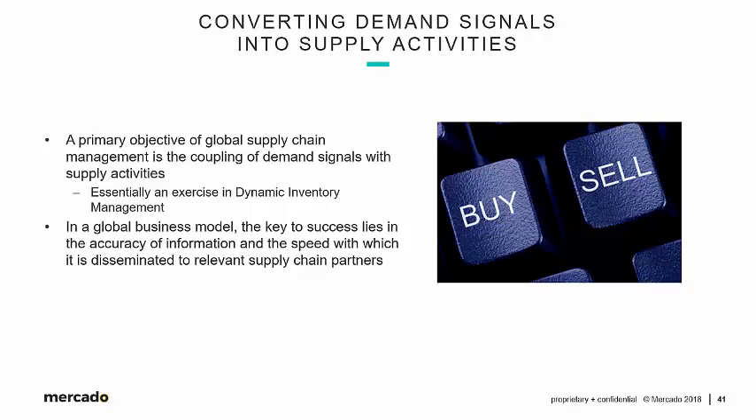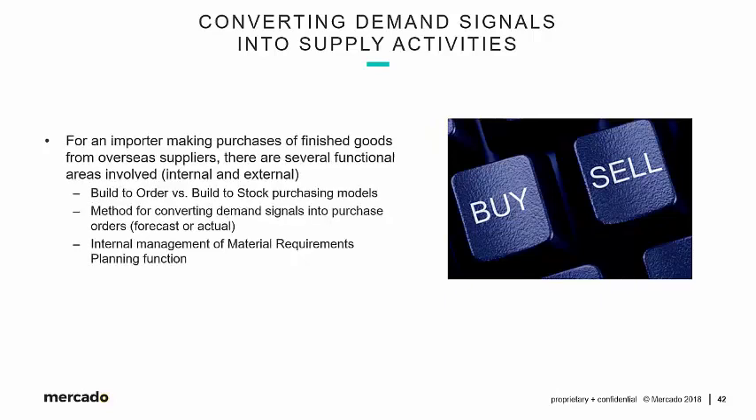We talked about this in the previous section when we spoke of consuming the forecast. Take a forecast, compare it to actual demand during a period, and make adjustments in the supply chain. How accurate is that information, and how quickly can we do that in our outsourced manufacturing model? For an importer making purchases of finished goods from overseas suppliers, there are several functional areas involved in this, some internal to the company, some external to supply chain partners.